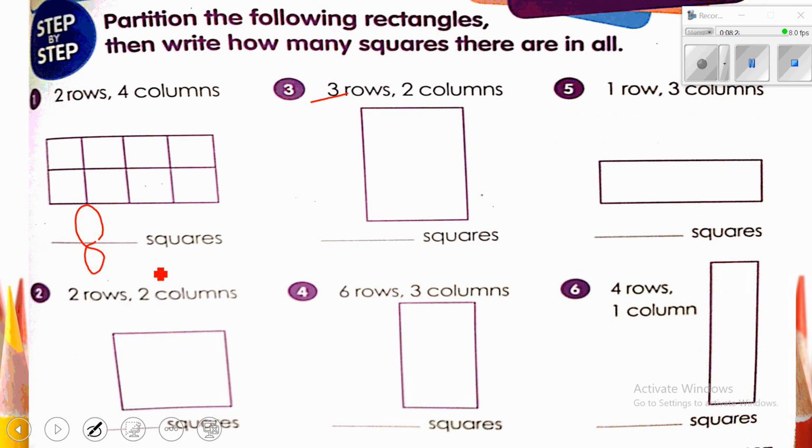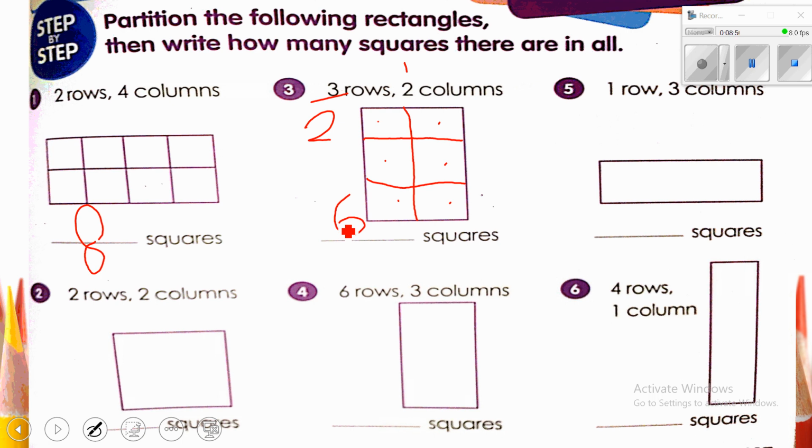So 3 minus 1 is 2. So I will make 1 line, 2 lines. Here is 2 columns, means only 1 line. So 2 minus 1 is 1. And I count the number of squares. 1, 2, 3, 4, 5, 6 squares.